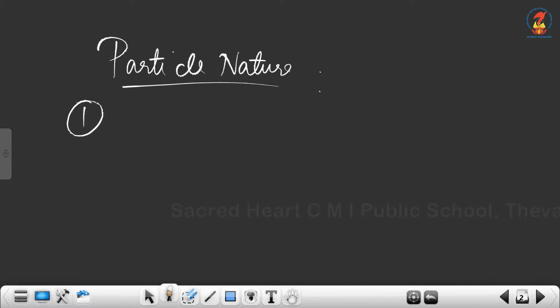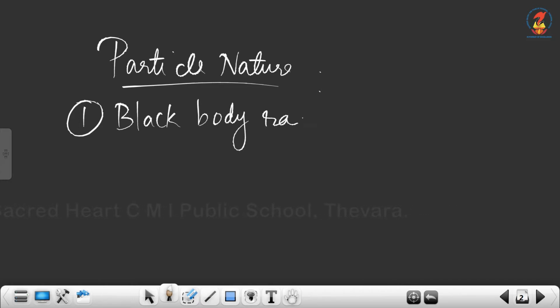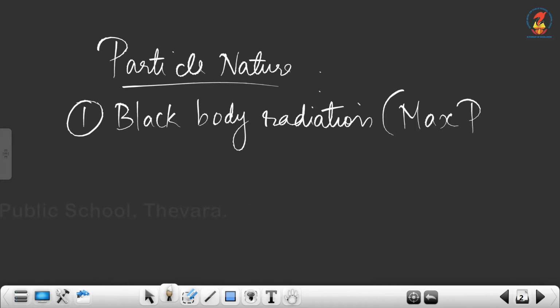Now under particle nature, let's first discuss black body radiation. And black body radiation was studied by the scientist Max Planck.